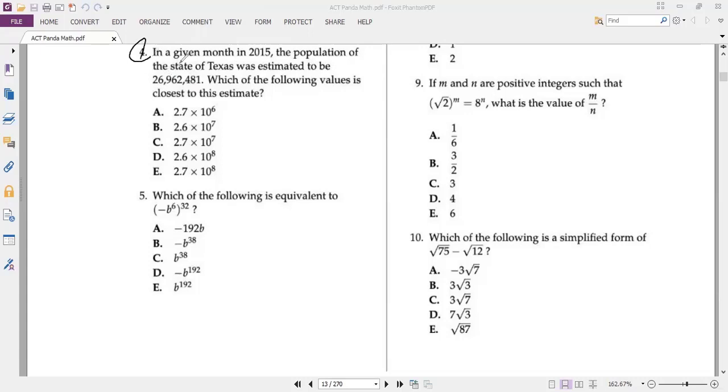Number 4: in a given month in 2015, the population of the state of Texas was estimated to be 26,962,481. Which of the following values is closest to this estimate? We need to rewrite it in standard form and approximate it. So we put 2 point, it's standard form. First of all, we have to put the decimal here and move it till here. So it should look like this as an approximate value.